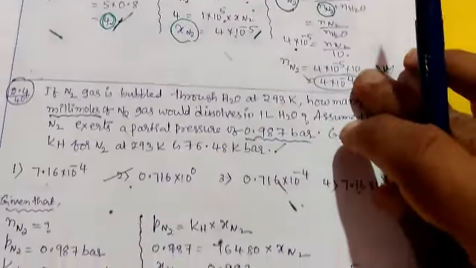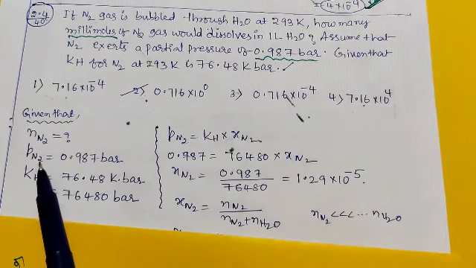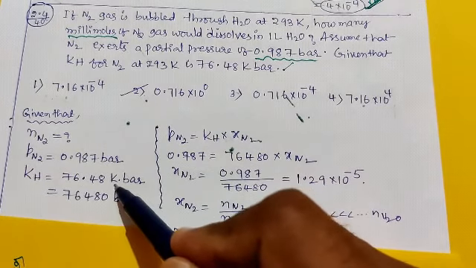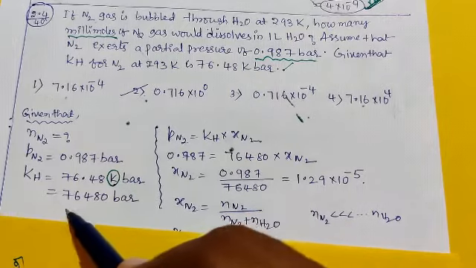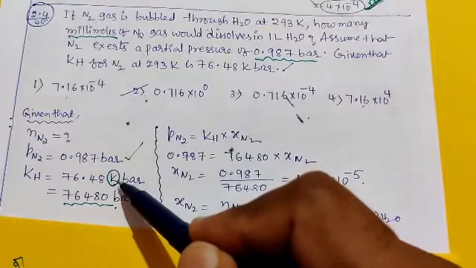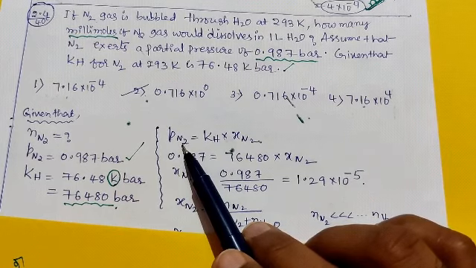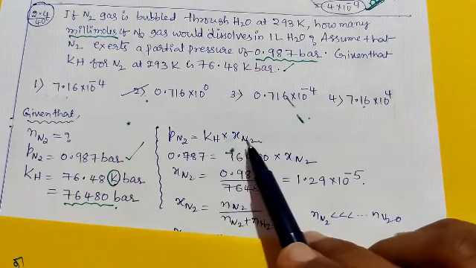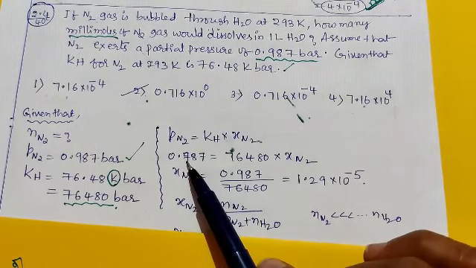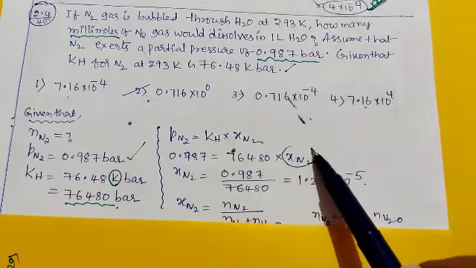Here the given data: we want the number of moles of nitrogen, the partial pressure of nitrogen is given, 0.987 bar, and the KH value is given. But see here, students, kilobar is given, so it is multiplied with 1000, because this is bar and this is kilobar, and we want both in the same unit. That's why it is multiplied with 1000, students. Okay, now we know the partial pressure of that particular gas according to Henry's law: P is equal to KH into mole fraction of nitrogen. The partial pressure of nitrogen is 0.987, the KH value is this, and the mole fraction of nitrogen we want.